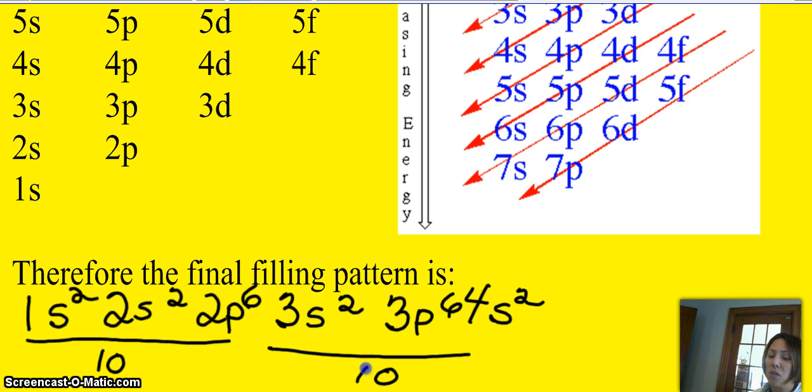So we're already up to the first 20 elements here, right? Up to neon. That's 4s. And then we have 3d, 10, and then 4p, 6.